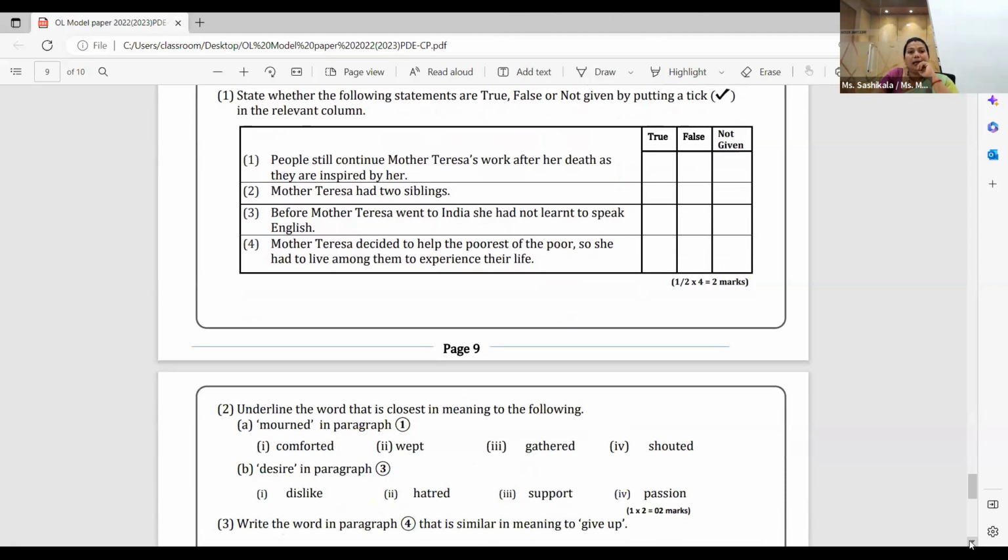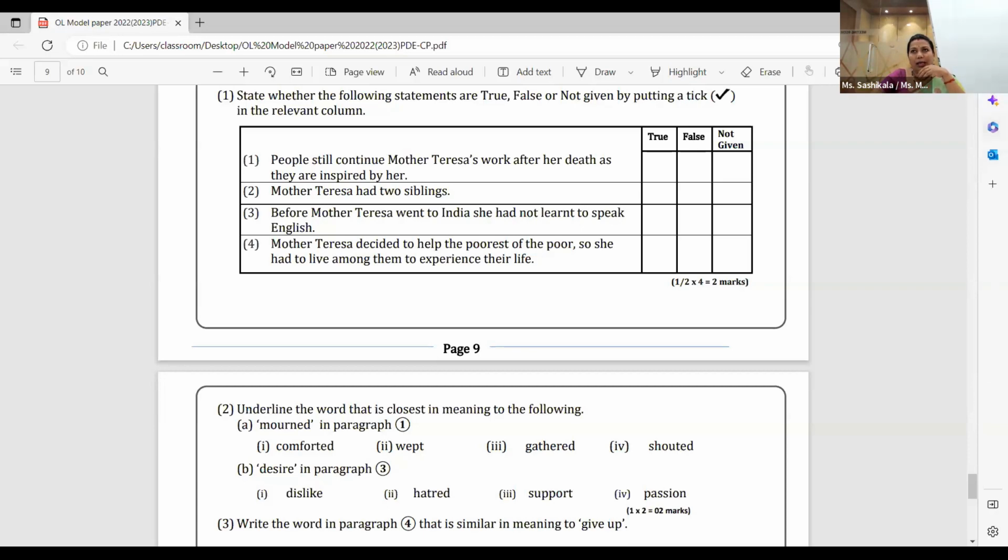The underlined word that is closest in the meaning to the following: mourned in paragraph. Mourning is අපි කාටරි කවුරුරි මැරුණොත් නැත්නම් කාටරි මේවා කර දුකෙන් අපි දුක් වෙන එක තමයි you call it mourning. So comforted කියන්නේ පහසුවෙන් අපි comfort කරනවා කියන එක, right? You mean comfort කියන්නේ ease the pain. අපි කාගේ හරි pain එකක් ease කරනවා කියන එක. So it is not that. Gathered කියන්නේ එකතු වෙනවා කියන එක. Shouted කියන්නේ කෑ ගන්න. You shout.